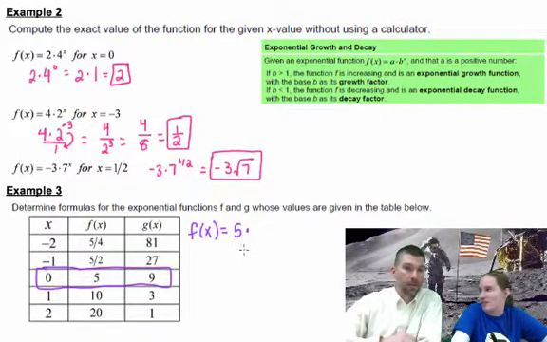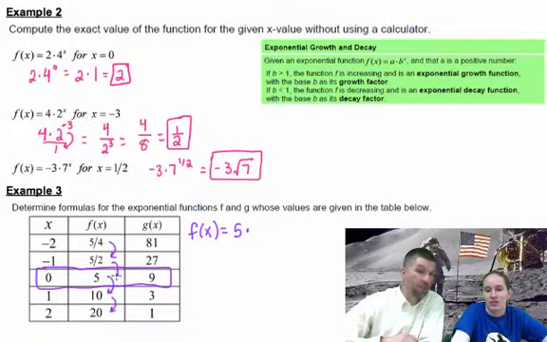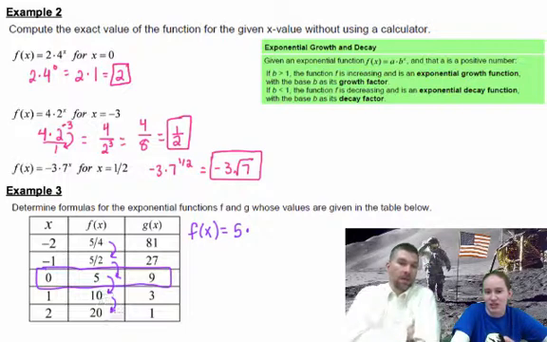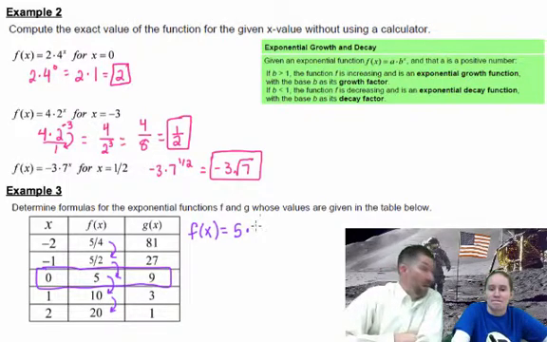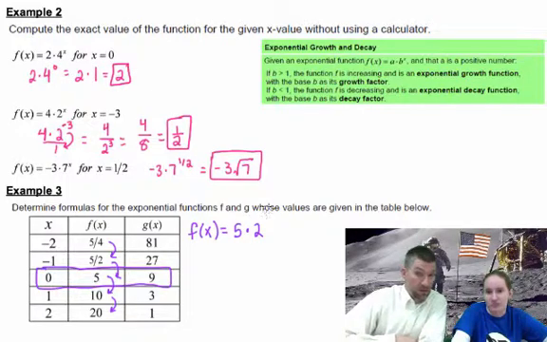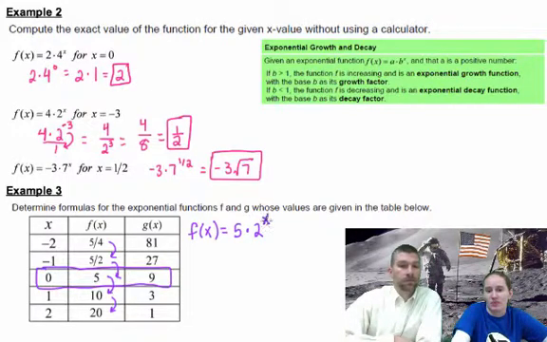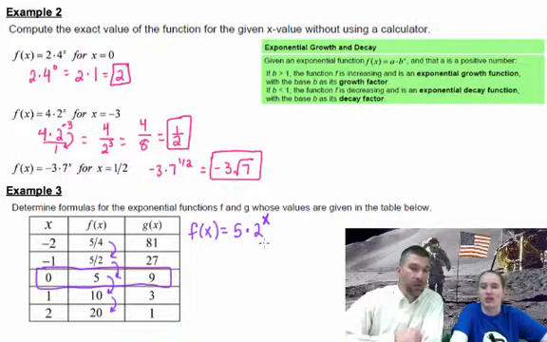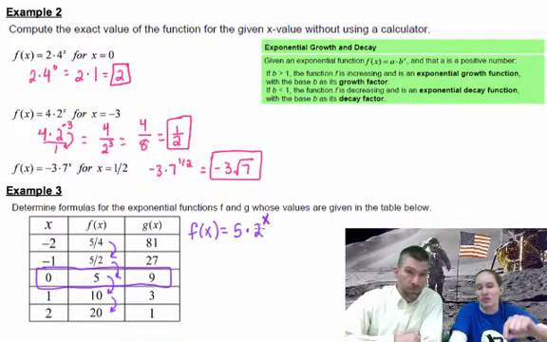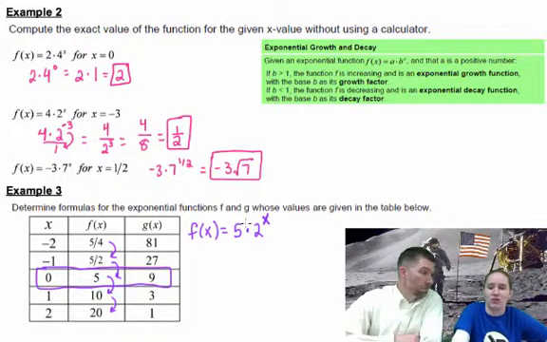Then the base, the b, ends up being what we multiply by to get each step of the way. We're multiplying by 2. From 5 to 10, you multiply by 2. Do another one to check: 10 times 2 is 20. From 5/2 to 5 is also times 2. Whenever we put in a 1, that's 2 to the first. When we put in a 2, that's 2 to the second. All we did between those was multiply by an extra 2. So that's f.